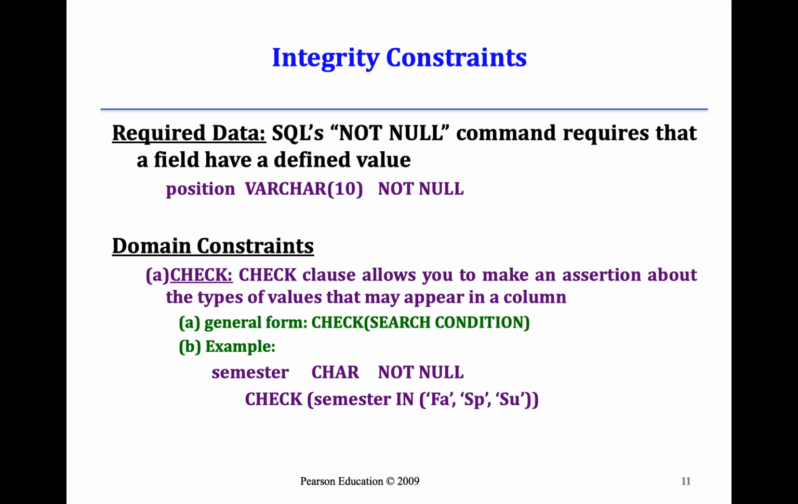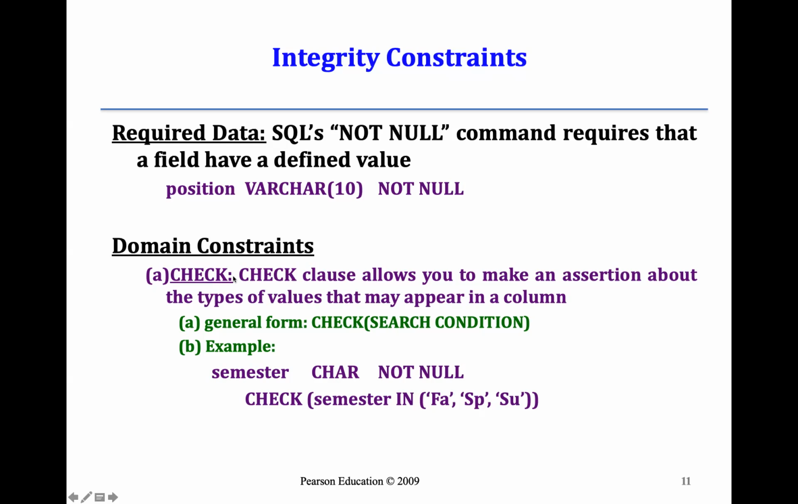So in SQL, if you want to say that something is required, you say not null. If you omit not null, the assumption is that null is an acceptable value. But if you say not null, that is saying it is required. So any primary key, the attributes in a primary key have to be declared not null.